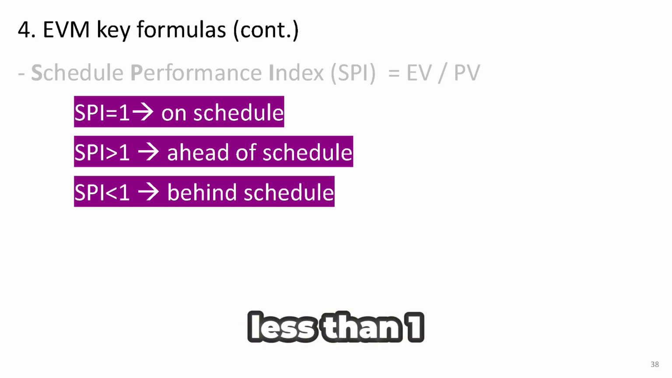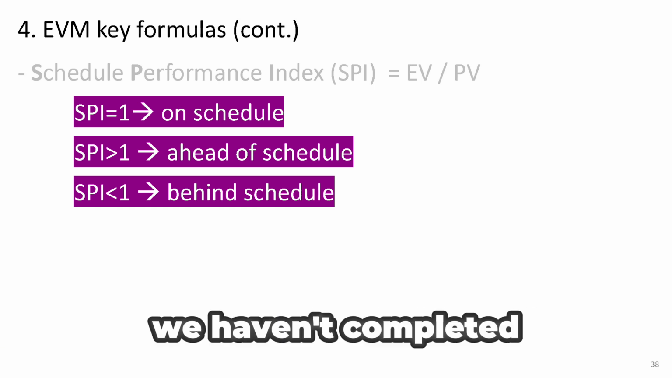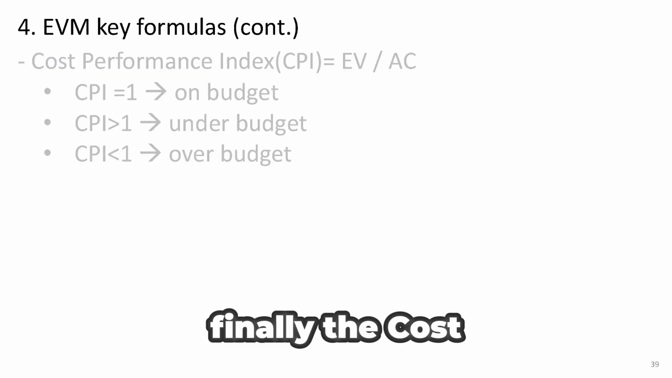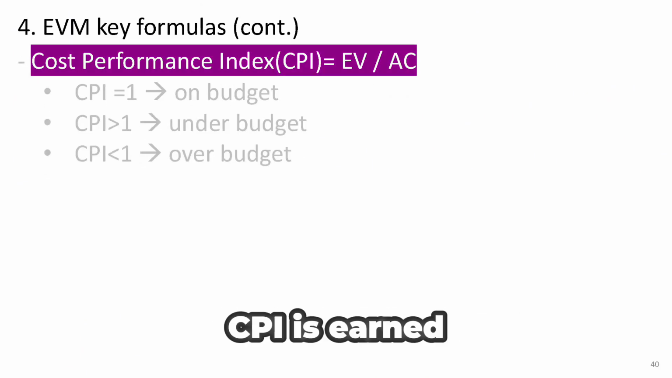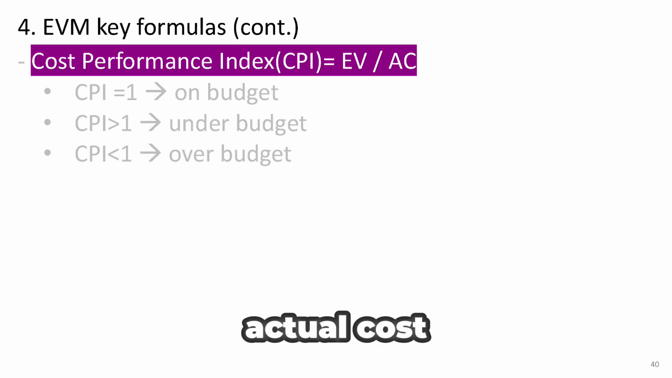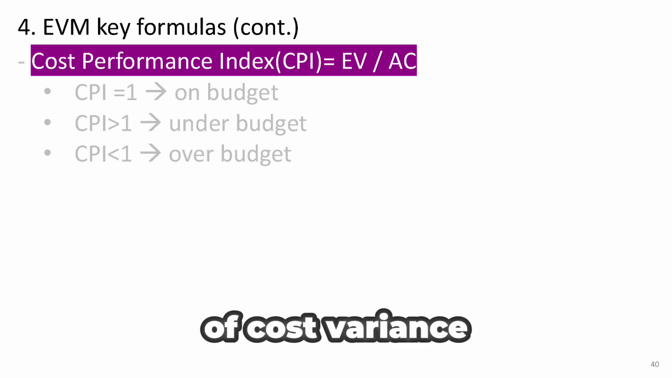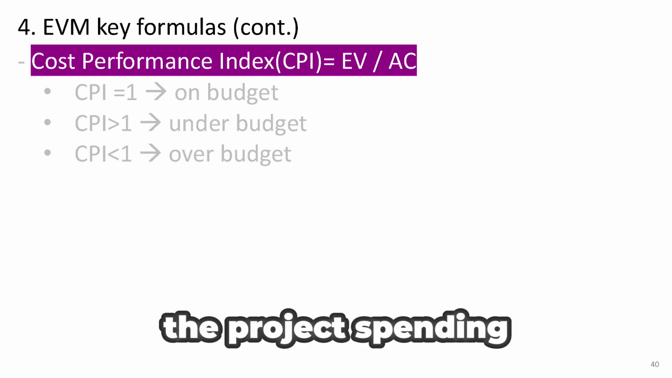If SPI is less than 1, we're behind schedule. We haven't completed as much as we were supposed to. Finally, the Cost Performance Index, or CPI. The formula for CPI is earned value divided by actual cost. We can use this measure instead of cost variance CV to evaluate the project spending status.